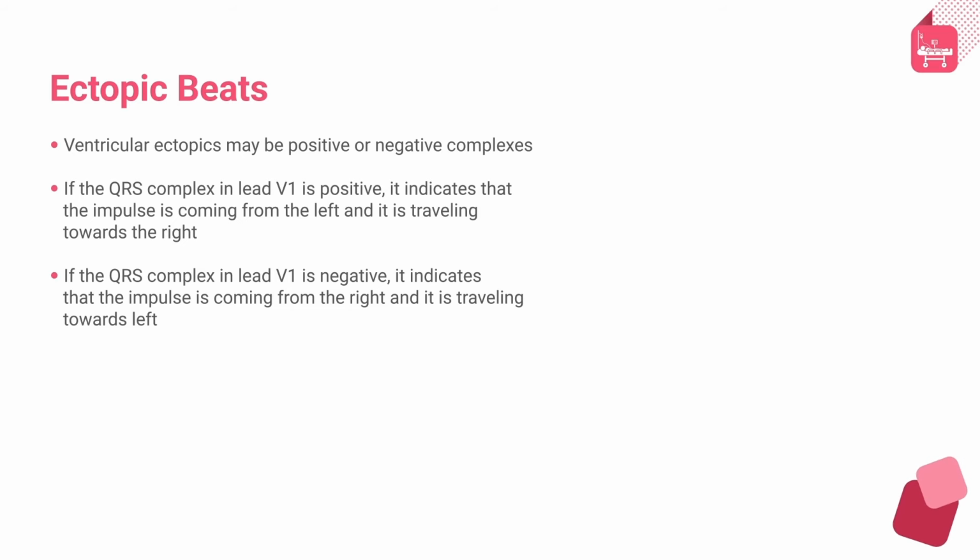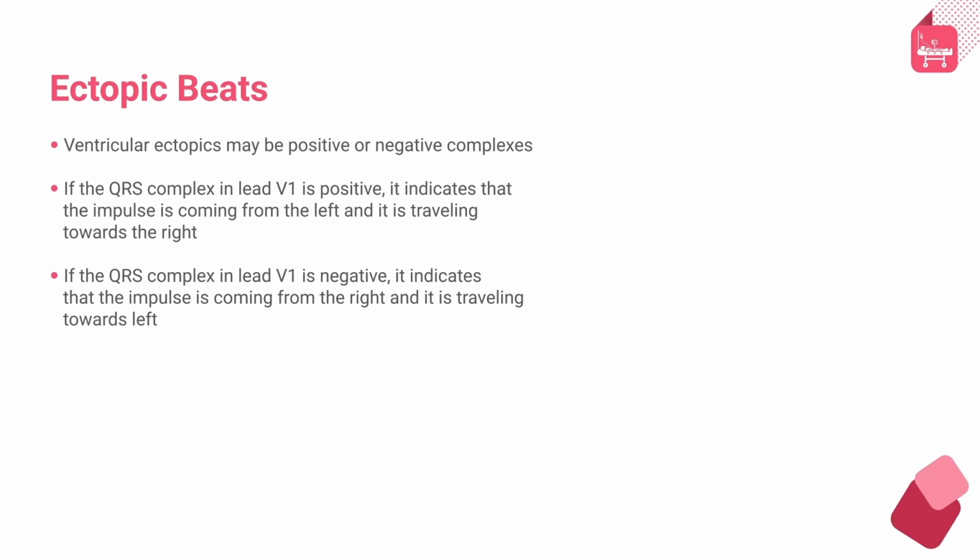Ventricular ectopics may be positive or negative complexes. If the QRS complex in lead V1 is positive, it indicates that the impulse is coming from the left, and it is traveling toward the right. If the QRS complex in lead V1 is negative, it indicates that the impulse is coming from the right, and it is traveling towards the left.